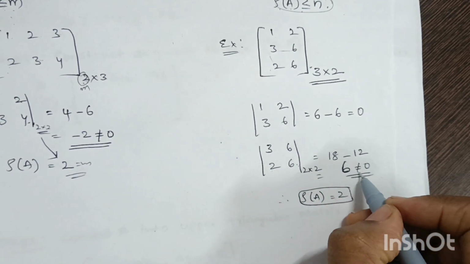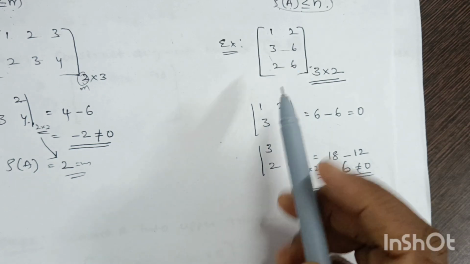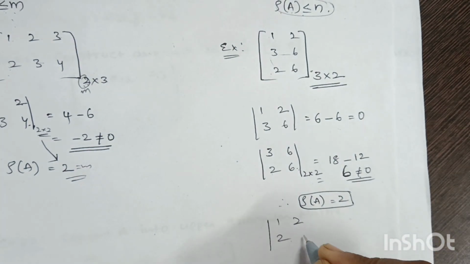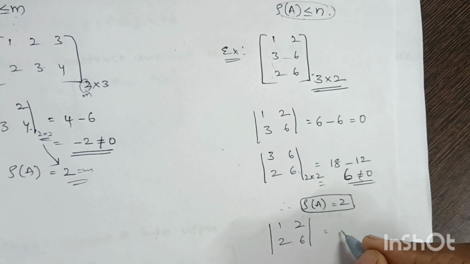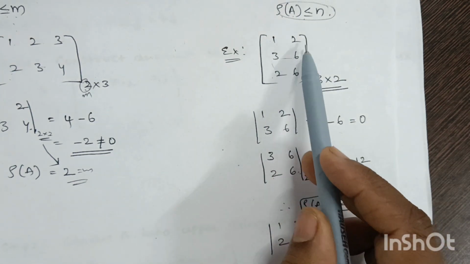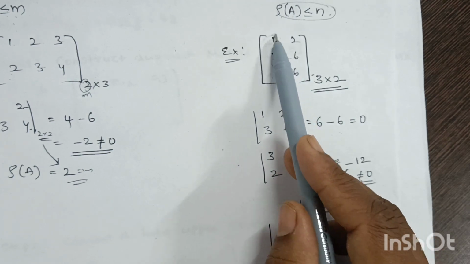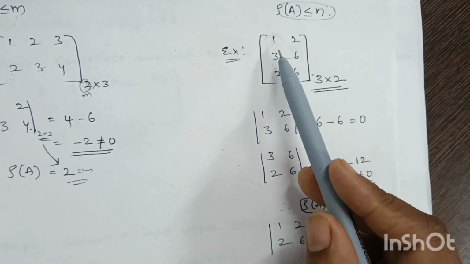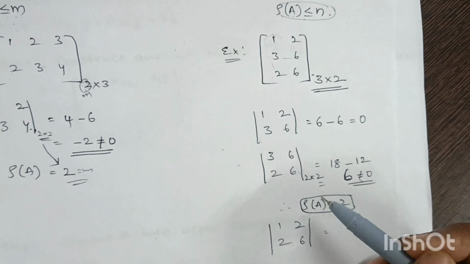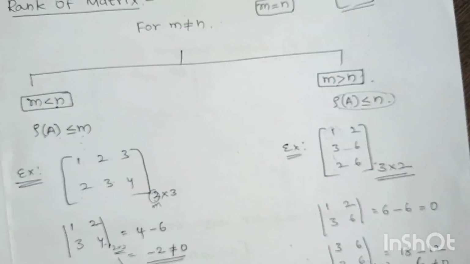If this also gave 0, we need to check the minor 1 2, 2 6. And if that also gave 0, then there is no possibility of 2 by 2, so directly 1 by 1, that is 1. The determinant of 1 is 1 only, so the rank is 1. Like that we need to find the rank of a matrix for rectangular matrices.